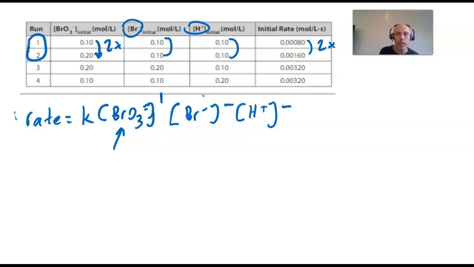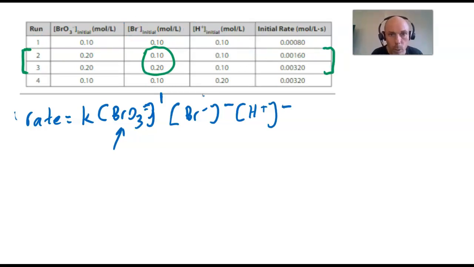All right. We will now do the same thing for bromide and hydrogen that we did for bromate. We want to look for 2 runs where the concentration of bromide changes, but hydrogen and bromate don't. So let's do that one now. See if you can figure out which 2 runs to use for bromide, where bromide's concentration is changing, but hydrogen and bromate is not. Looks like runs 2 and 3 fulfill that criteria.